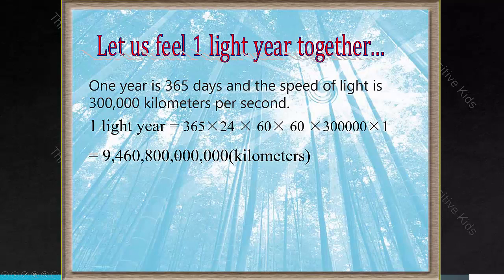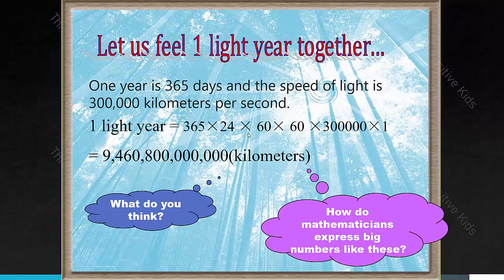So this would be our thousands, hundred thousands, millions, billions, and I believe this is trillions. So 9,460,800,000,000 kilometers. That's about 1 light year. What do you think? And how do mathematicians express big numbers like these? If a mathematician was going to do a very big calculation, would they have to write out these numbers over and over again, or is there a more efficient way?